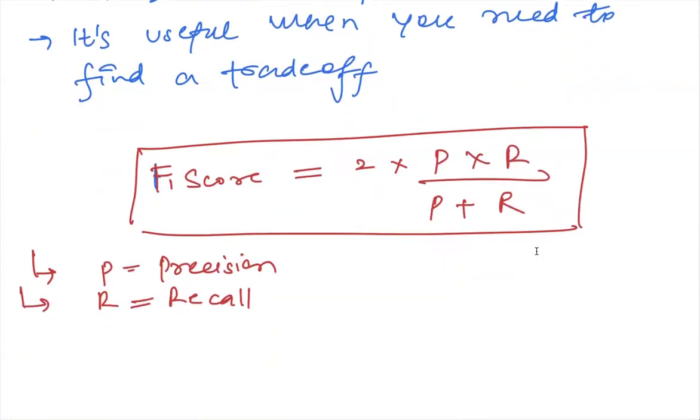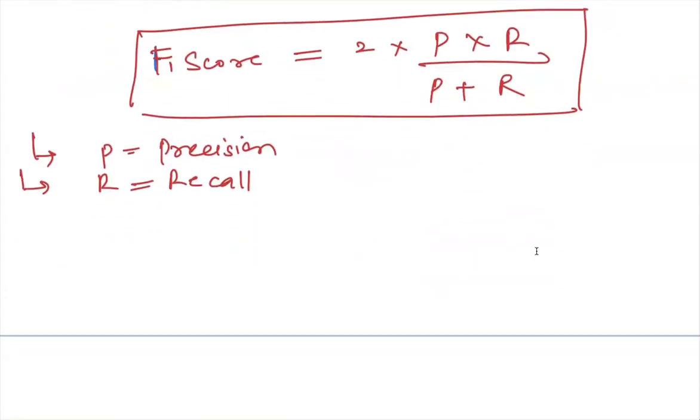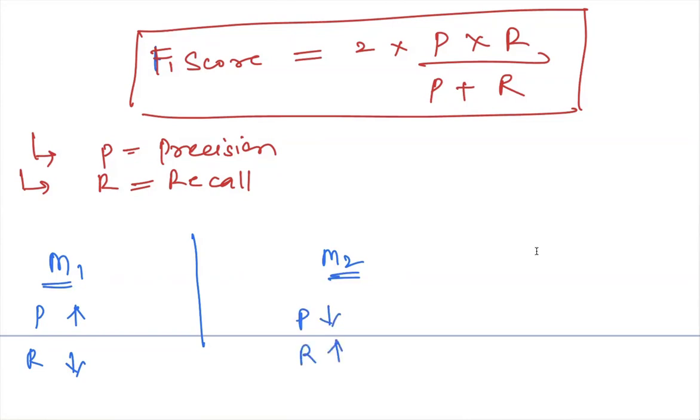So just for example, let's say you build two different models. For one model, your precision was high, and for the other model, your recall was high. So let's say your precision is high but recall is low for your first model, and for your second model, your precision is low but your recall is high. Then what will you do? Then there comes the savior, which is F1 score.